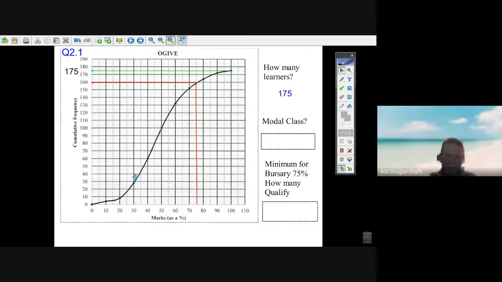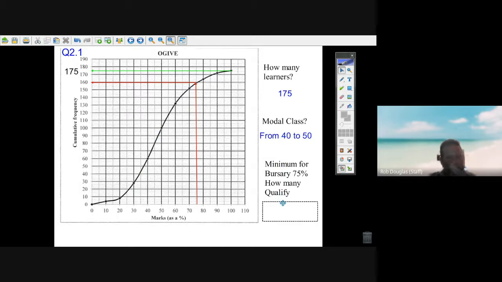These other ones have jumps of around 30. The modal class, the class with the greatest number of people in it, is 40 to 50. A class is a region they're talking about. So from 40 to 50, that's where the most is. That's what they mean by modal, from 40 to 50.